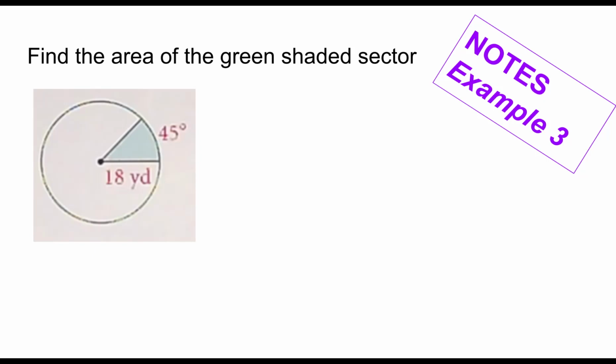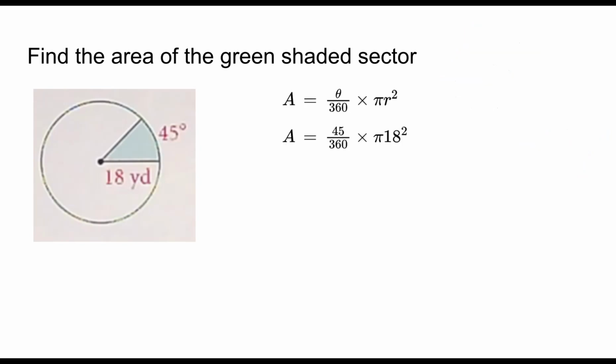Pause the video and copy this. So notice my central angle would be 45 and my radius is 18. So I'm going to take the formula for the area, which is the fraction of the circle times the area of the circle, plug in the 45 degrees for the fraction, plug in the radius, and simplify the fraction, always a good habit. You're going to want to come to recognize that 45 goes into 360 8 times.